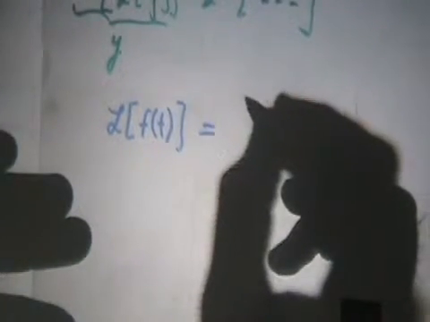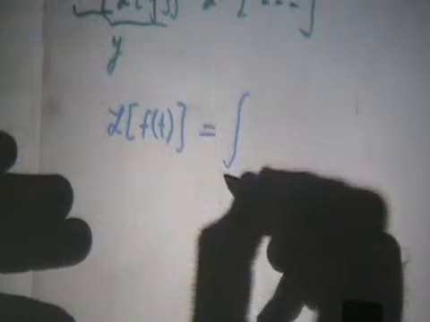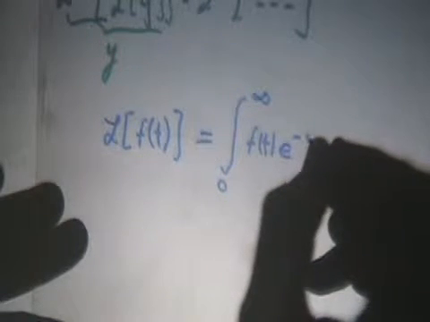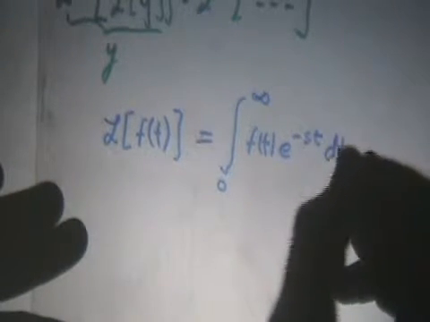First of all, what is the Laplace transform of a function? The Laplace transform of a function of t will be defined in the following way. It's a very strange way. We take the integral from 0 to infinity of the given function f of t times e to the negative s times t dt. Told you it was strange.